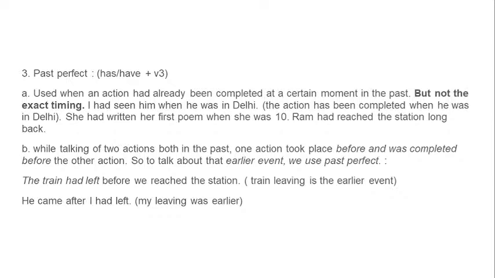She had written her first poem when she was 10. That means obviously it was in the past. When she was 10, she had written her first poem. Her action of writing a poem had been completed at a certain moment of the past. That certain moment of the past is when she was 10. This was the moment of the past, but there is no exact timing provided to you.